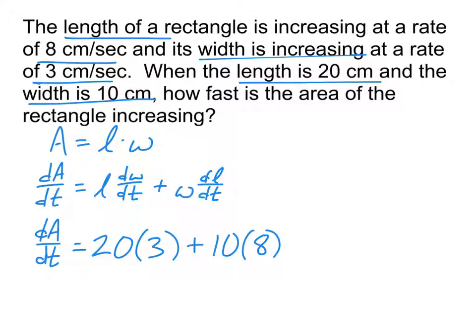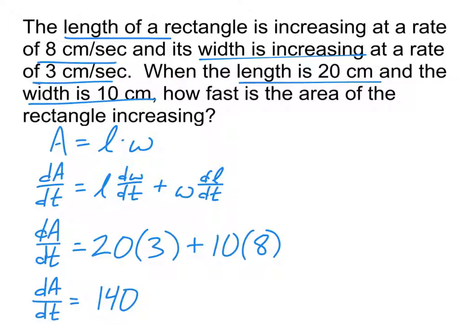Well, thankfully, this one's even easier to find our answer. We don't even need to do any algebra. It's just do 20 times 3, 10 times 8, and add them up together on the right-hand side. So that's going to be 60 plus 80, so that is 140 when we go ahead and do that multiplication and addition. Now, let's talk units again.